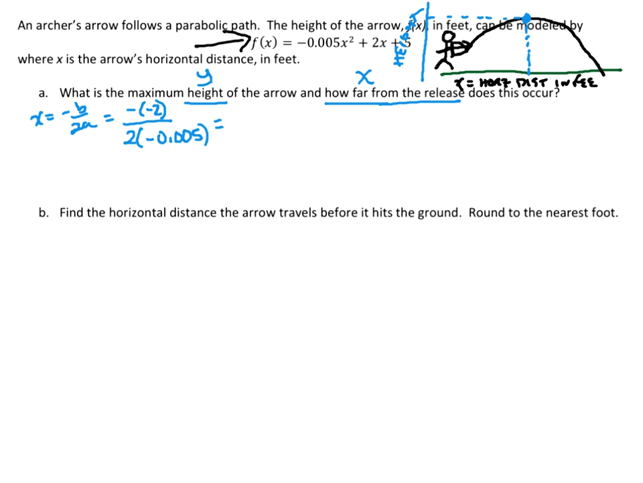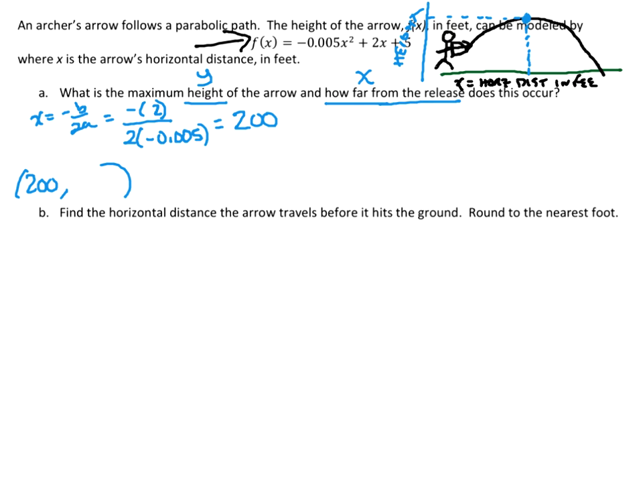Oh, it should be positive 200. I don't know why I put a negative sign. Negative b should be positive. I apologize. So right here inside that should be a positive 2. So that comes out to be positive 200. That makes sense. So I get positive 200 for my x value.